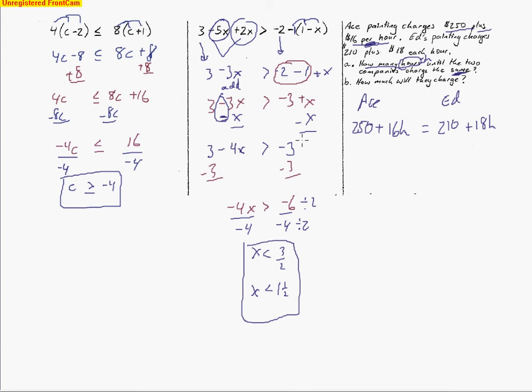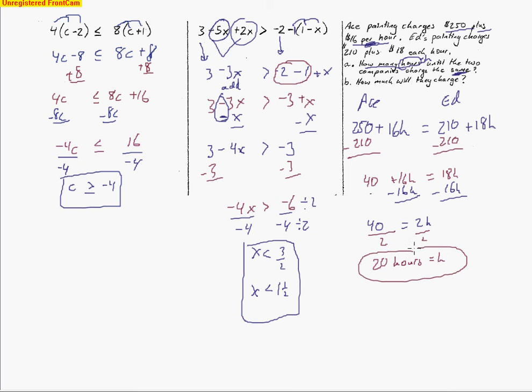So let's go ahead and solve this by doing some opposite operations. So subtract the 210. That gives me 40, not 240. So 40 plus 16h equals 18h. So then I just need to subtract that 18 from both sides, or 16 from both sides. And that leaves me with 40 equals 2h. So I'm going to divide by the 2, and you'll see what we get. So 20 hours is when they charge the same.